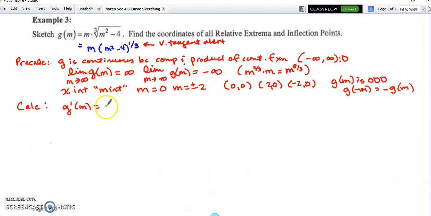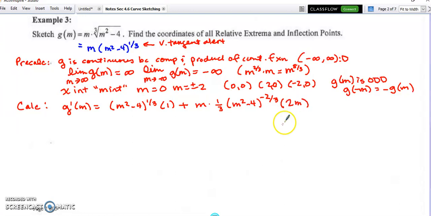So our derivative is going to be our second times the derivative of the first plus our first times the derivative of the second: 1/3 (m squared minus 4) to the negative 2/3, don't forget the chain rule, times the derivative of the inside. And then because we're going to want to use this, we are going to need to simplify.